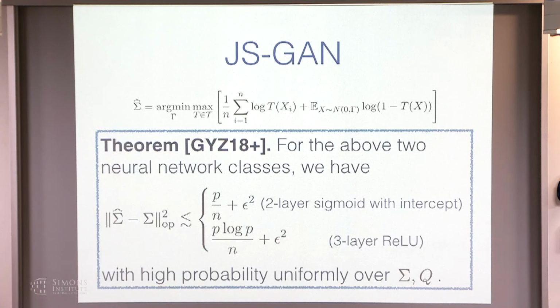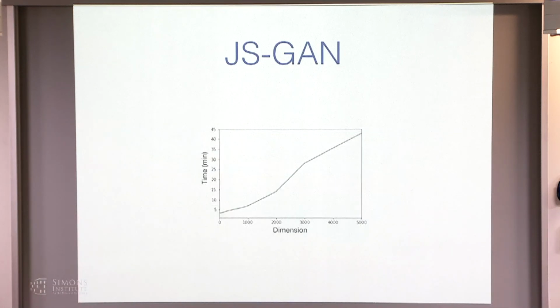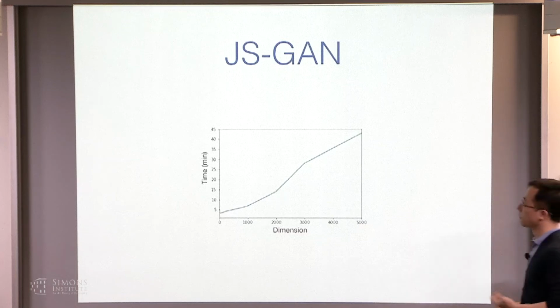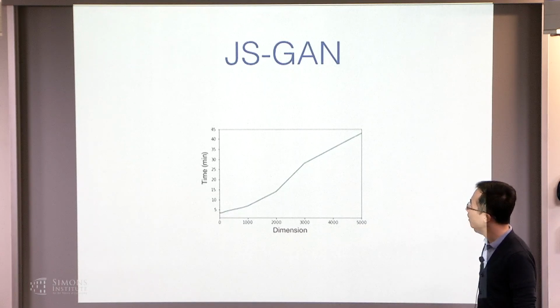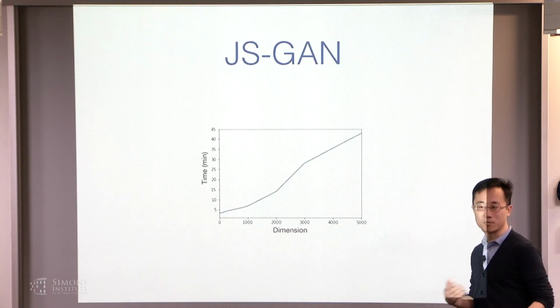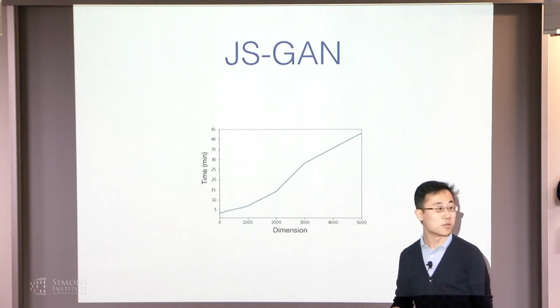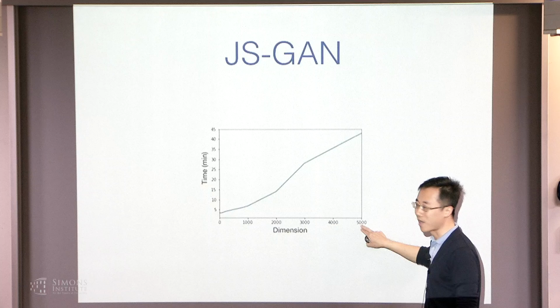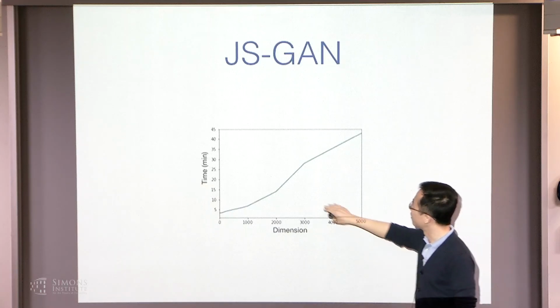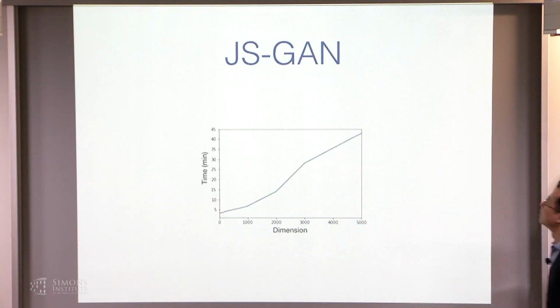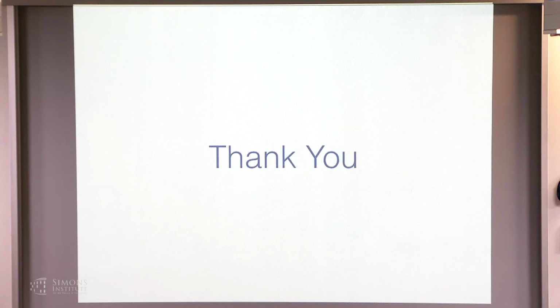And for the above two neural network classes, we can prove that the resulting estimator achieves the minimax rate with respect to the squared operator norm. Okay, so here is some numerical performance. We record the time against the dimension. Remember, previously I told you that Tukey's median only works for p equals 10, but now with 5,000, no problem, and it seems to grow well, right? So we are satisfied with the practical performance. Okay, I think I'll stop here and take some questions.